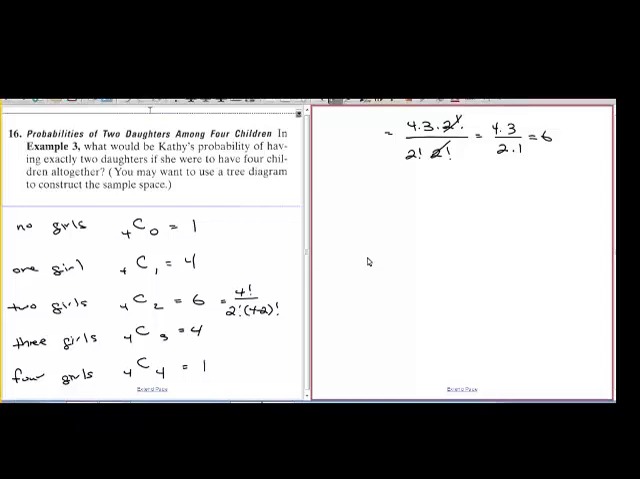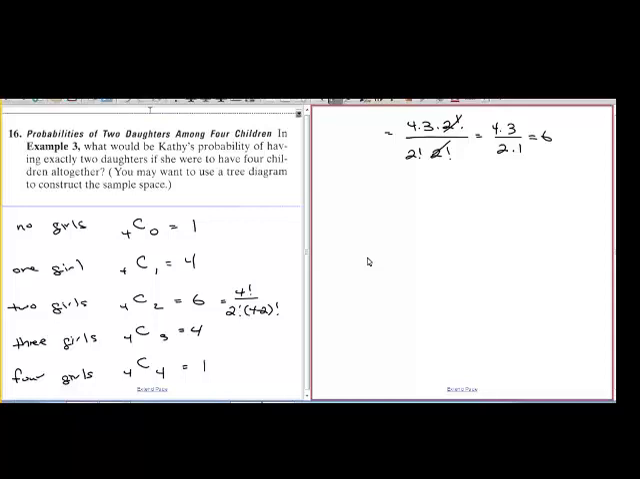Anyway, if we add all those numbers together, we'll get 16. We know what the total number would be because we have 4 things happening: having a child, having a child, having a child, having a child. And there are 2 choices each time, boy or girl. So you take 2 to the 4th power, 2 times 2 times 2 times 2. That gives you 16. So now we can answer the question. The total number of possibilities is 16, and exactly 2 girls is 6.